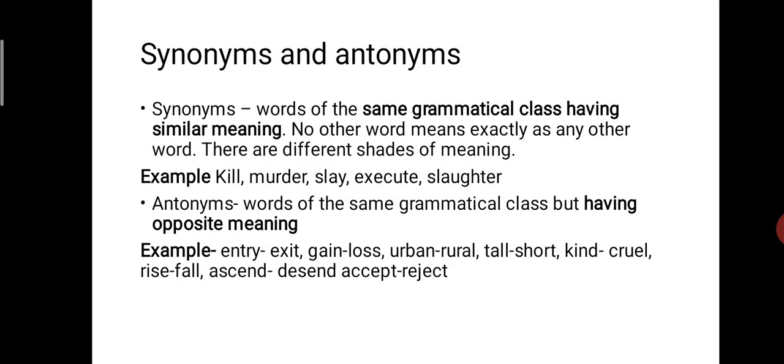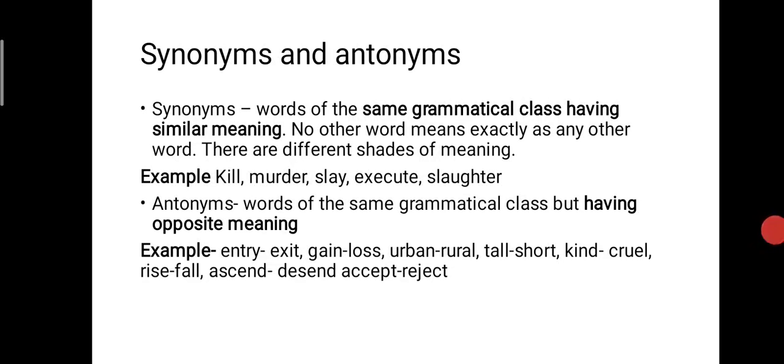Here is an example. The words have the same meaning, but when we learn about them, we have to know how they are used in a different manner. The example: kill, murder, slay, execute, and slaughter. Kill. What is the meaning of kill? Killing of someone. Murder: murdered by some people or a man. Slay, execute, and slaughter. All of you know the slaughterhouse of the animals.